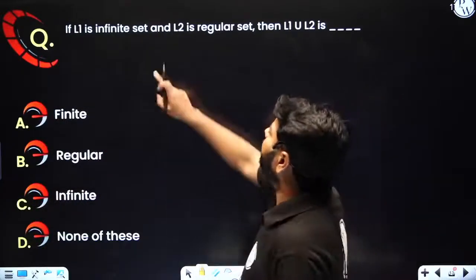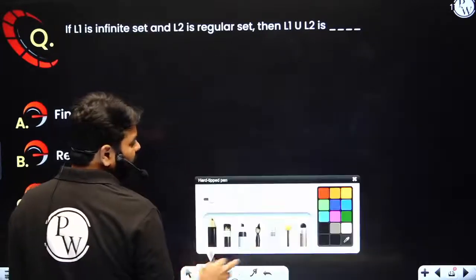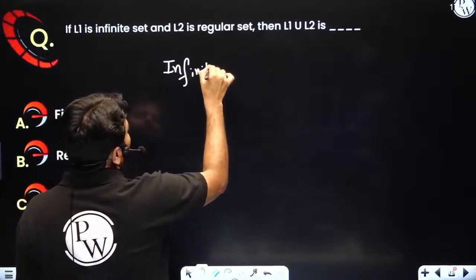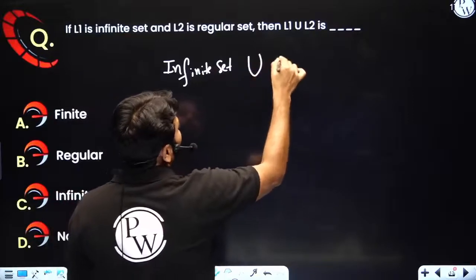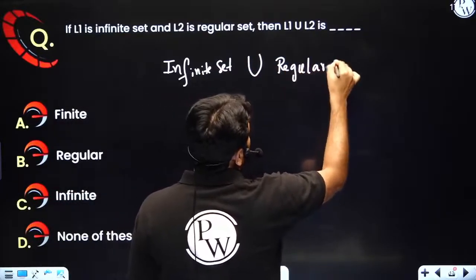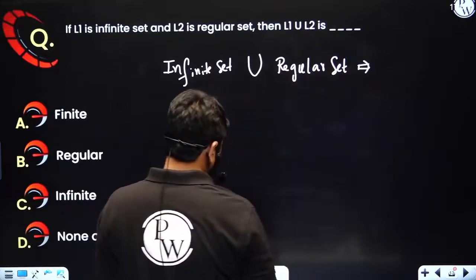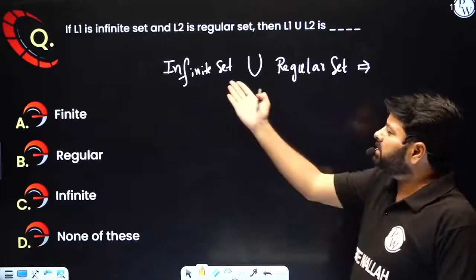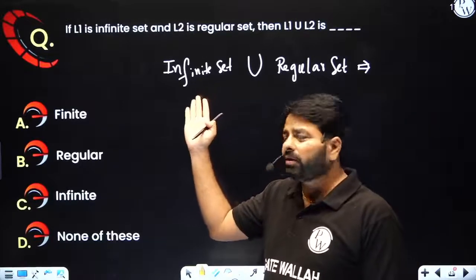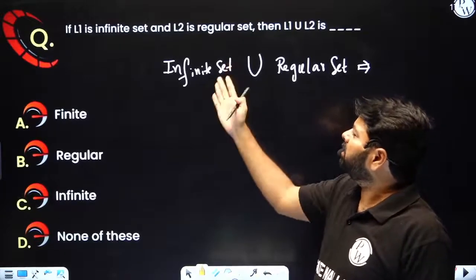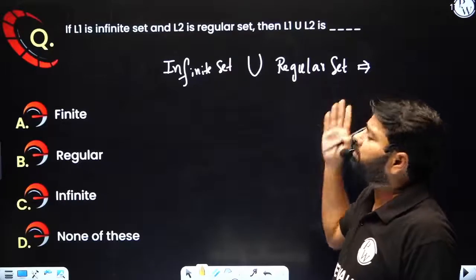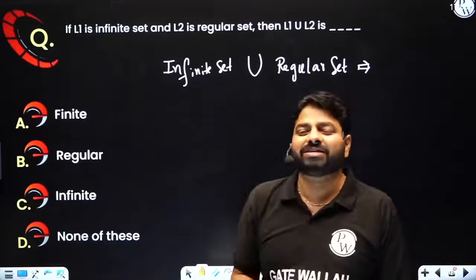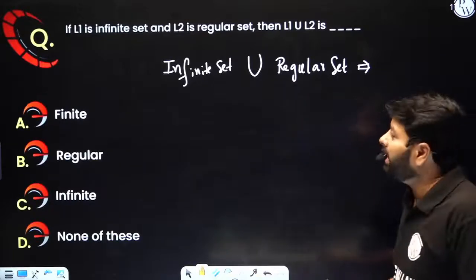Let's move on. Infinite union regular. Again, an easy question for you. L1 is an infinite set and L2 is a regular set. What is the result? Do not say regular blindly, because the infinite set is not guaranteed to be regular. It may be regular, it may not be regular. Suppose it is regular union regular, always regular. But if it is non-regular union regular, that is another interesting question. We will see that soon. The answer could be anything in that case.